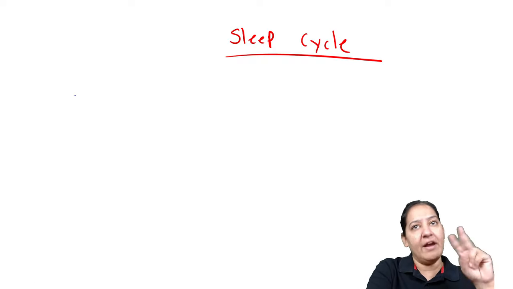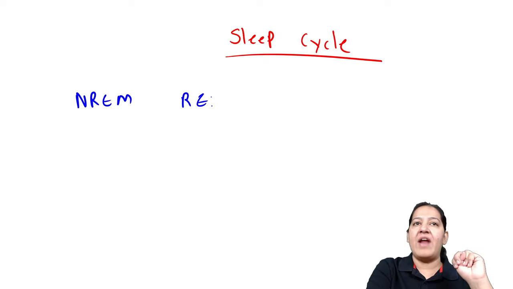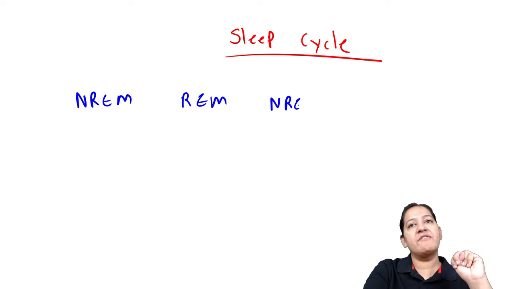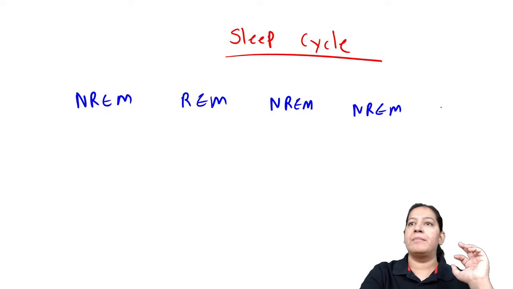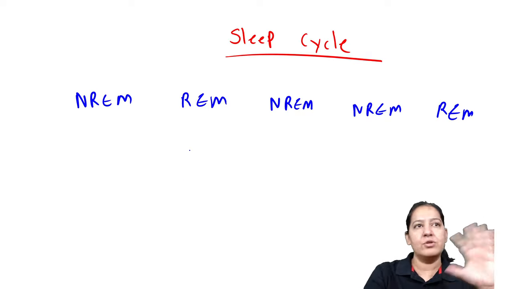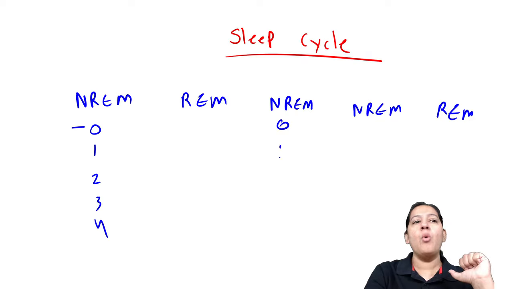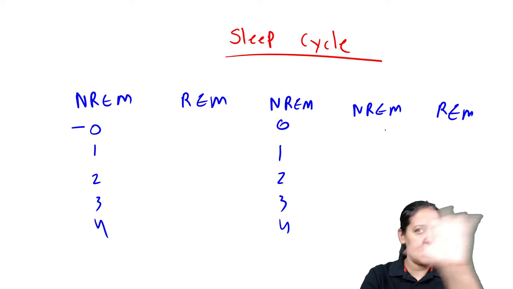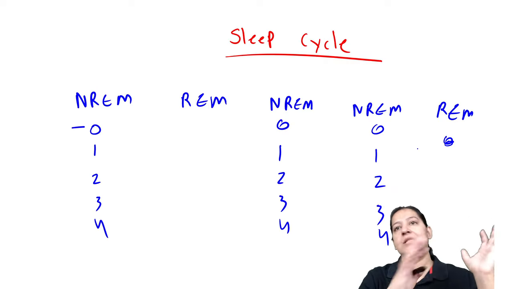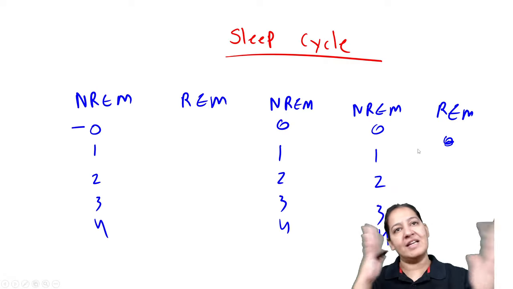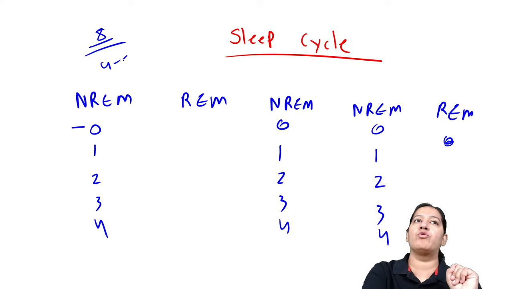In the sleep cycle, we have two types of sleep, non-REM and REM, and they alternate. First we always start with non-REM, then we go into REM, then non-REM, then REM, then non-REM, then REM. In non-REM there are stages 0, 1, 2, 3, 4. REM does not have any further stages. So non-REM and REM alternate, and these are the various stages. In a total 8 hour sleep, we complete 4 to 5 cycles.